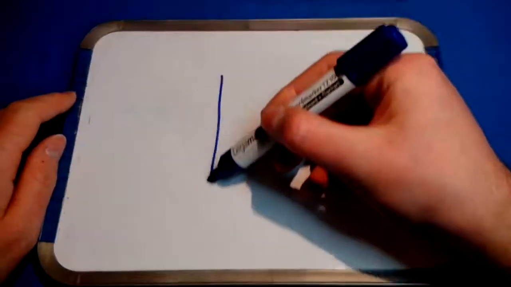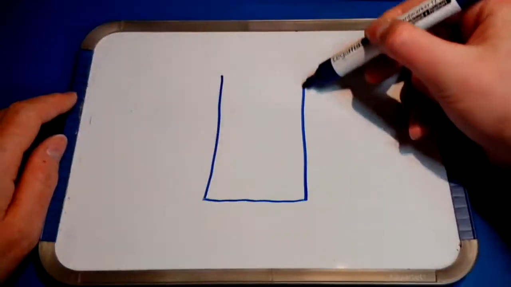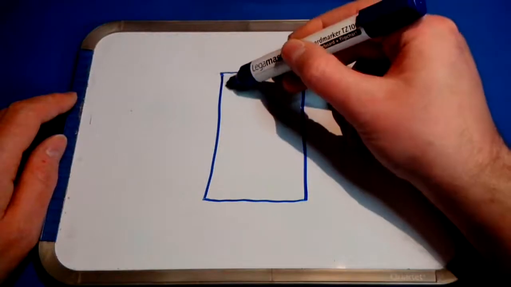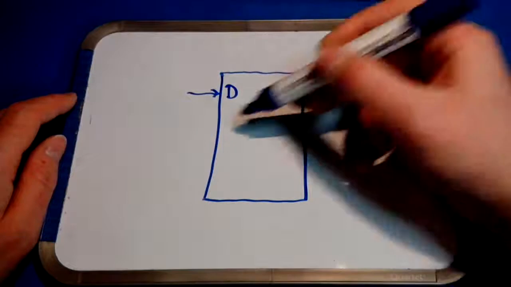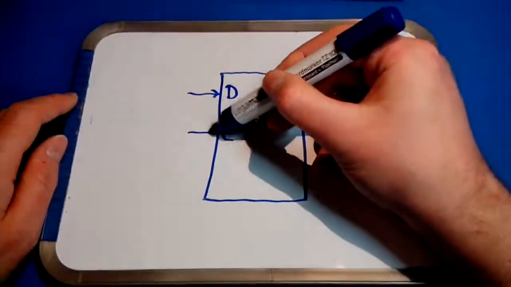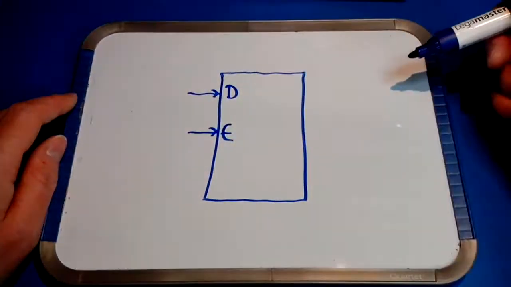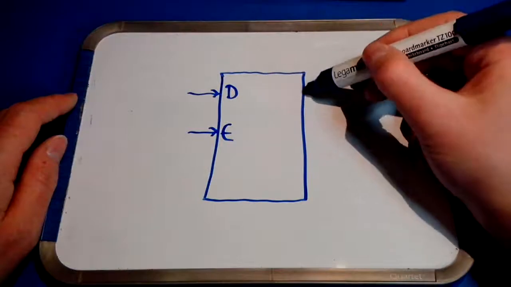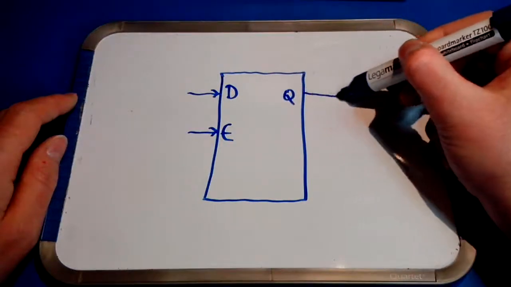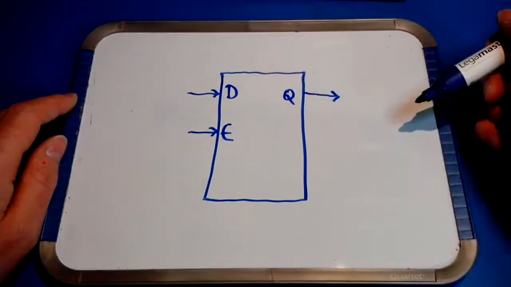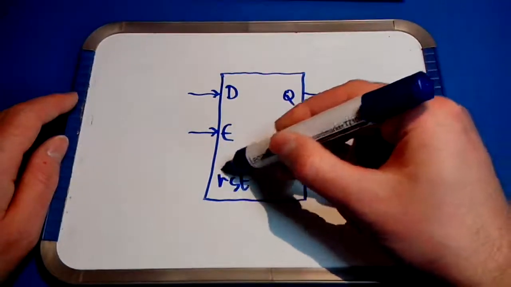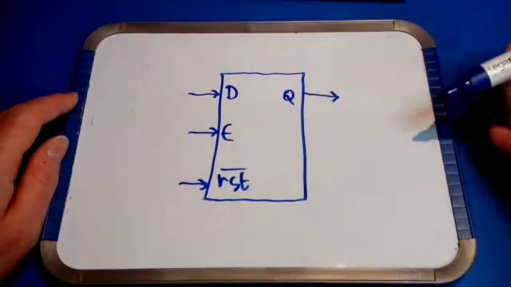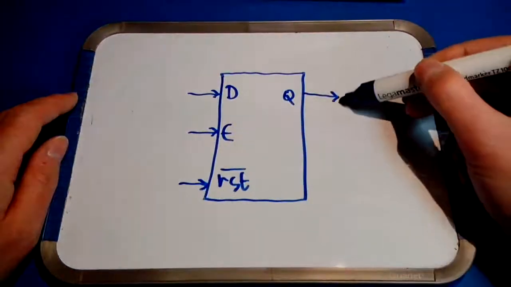A 1-bit latch in this case looks like this. It has an input D for data. It is a 1-bit input. It has an input E for enable, to enable the latch. And it has an output Q. Furthermore, it has a low active reset input. A reset input resets the output to 0.